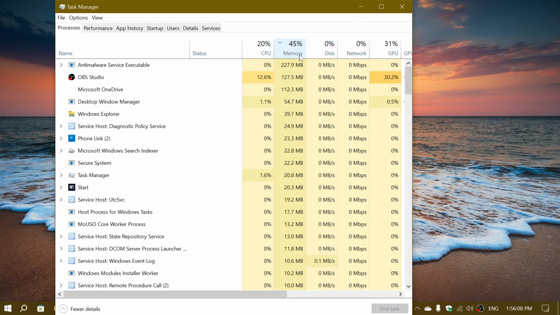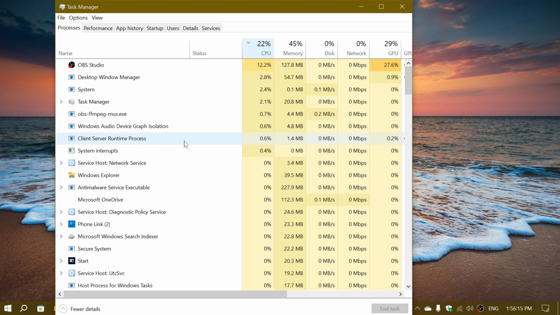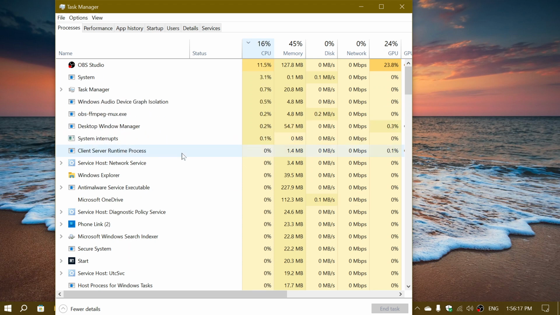There are some processes and some things that don't change much, but in the case of, for example, the CPU, this is one of them that uses a lot. And memory can change fast also, depending on what you're doing.